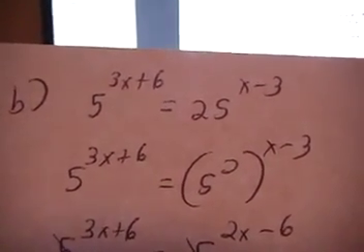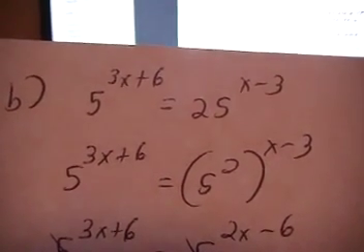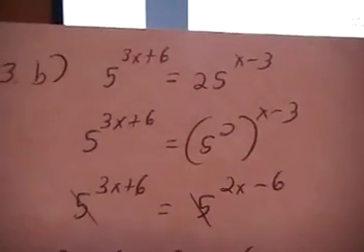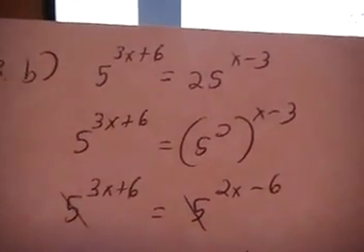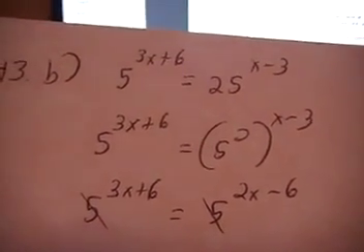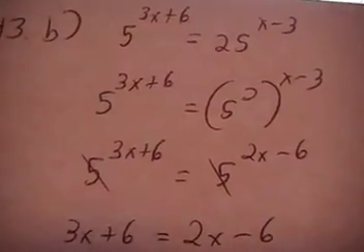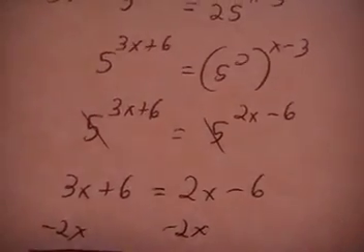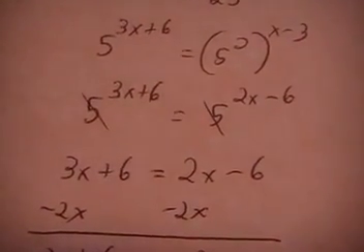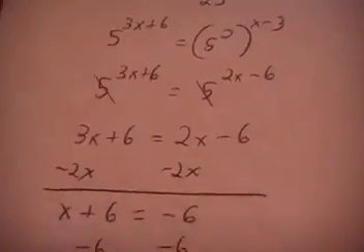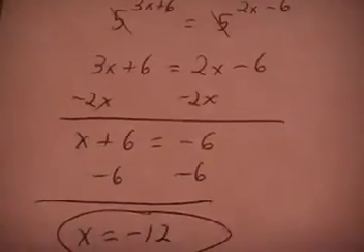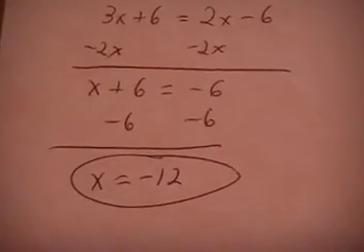And then we can take the 5 squared raised to the x minus 3 and multiply those exponents together. So that becomes 2x minus 6 if you distribute the 2. Once the bases are the same, then you can cross them out. And then you're just solving a basic algebra problem. 3x plus 6 equals 2x minus 6. Subtract 2x from each side. x plus 6 equals negative 6. Minus 6 from each side, x equals negative 12.